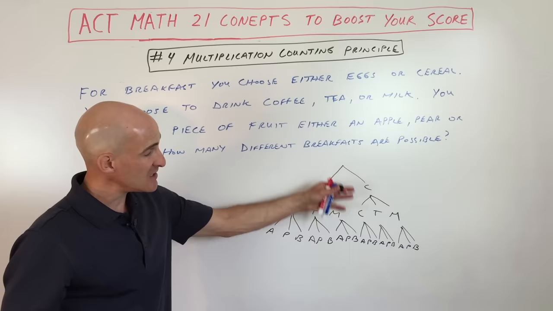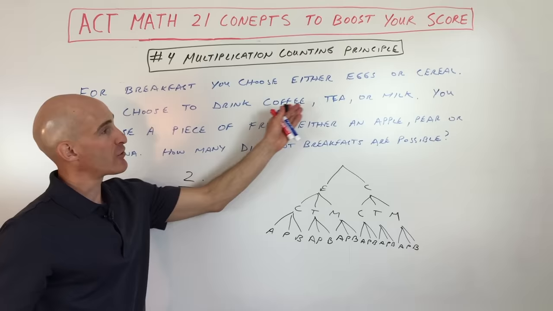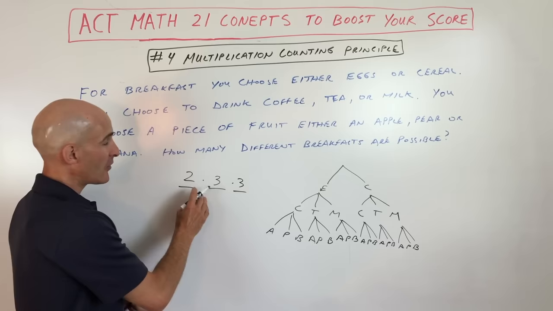But you can see that takes a long time to do, and on the ACT, you're obviously pressed for time. So the easier way to do this is just to say, okay, I've got two choices for the main part of my meal, the eggs or the cereal, so that's two choices. And then I've got three choices for something to drink, so that's times three. And then we've got three choices for a piece of fruit. And if you multiply all these together, you can see 2 times 3 is 6, times 3 is 18, and we get the exact same outcome.